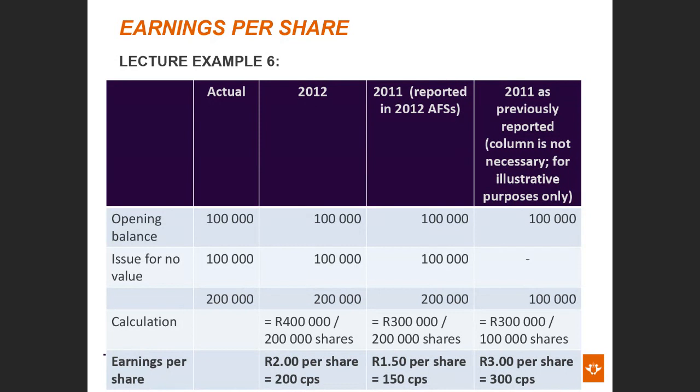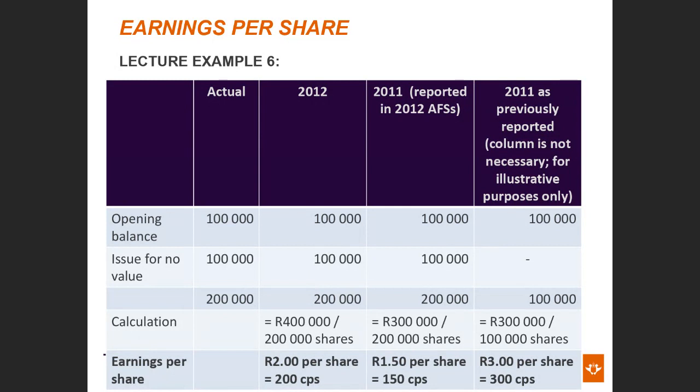So then when we look at our earnings per share, in 2012 our basic earnings was 400,000, and for the prior year it was 300,000. We divide both of those by 200,000 shares to get our earnings per share. The reason 2011 is the same basis as 2012 is that when we had that issue for no value, we wanted the earnings per share ratio to be comparable. So we need to show the issue for no value in the number of shares as well as the 100,000.